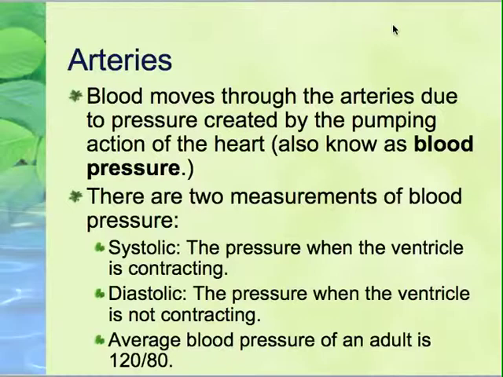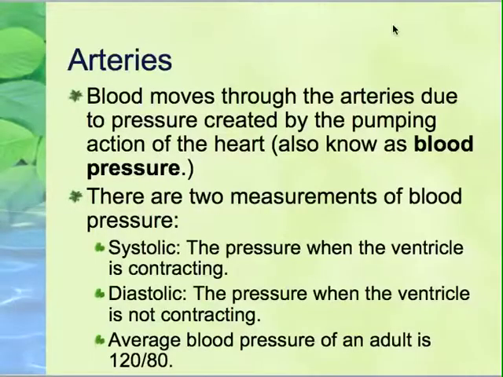The diastolic number is the pressure in the blood vessels when the ventricle is in fact not contracting, or when it's relaxed. So the systolic number is when these chambers are actively pushing blood. That's going to be the high pressure when they're pushing: systolic. Diastolic is when they relax, and that is the lower number. Now, the average adult blood pressure is 120/80.